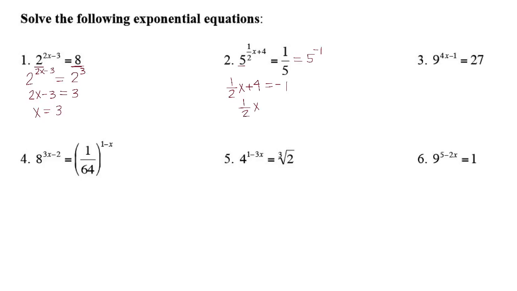We are going to subtract 4 over to the other side, so that's going to give me negative 5. And now I need to multiply both sides by 2. So x is equal to negative 10.